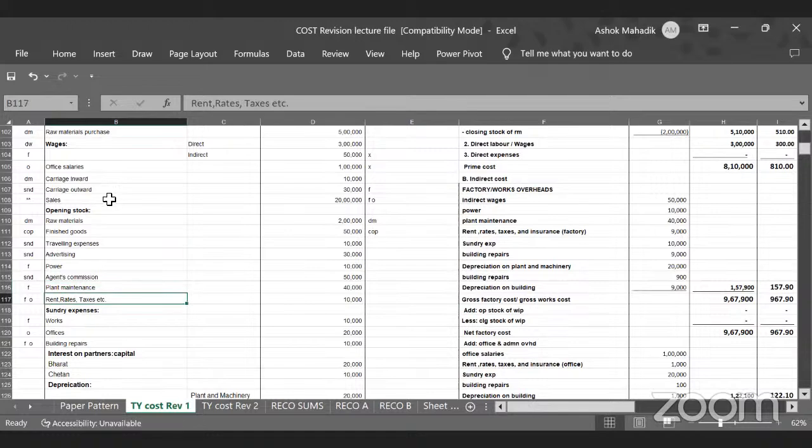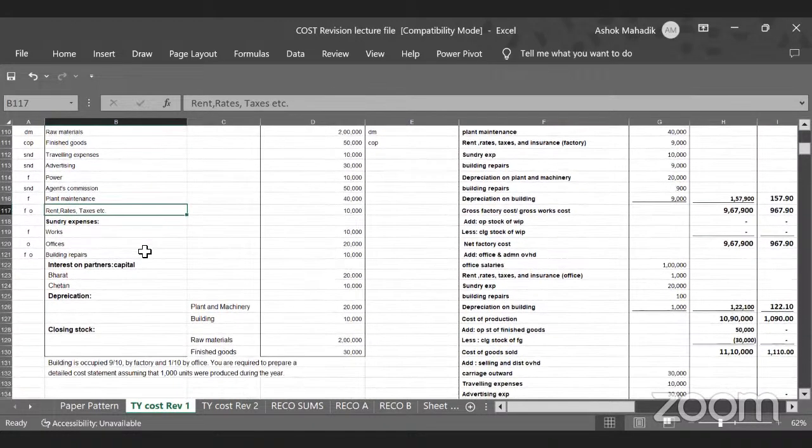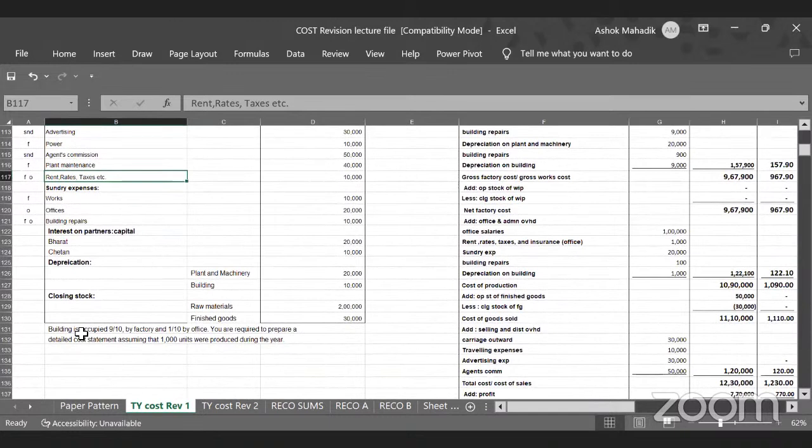Rent and taxes. If nothing mentioned, will go to office. But there may be some adjustment. Yeah, it's given. Building occupies 9/10 by factory and 1/10 by office. So all expenses related to building, like depreciation on building, rent, rates, taxes on building, will be apportioned on the basis of 9:1. Rent, rates depends on space occupied by the building. So it will be in the ratio of 9:1.